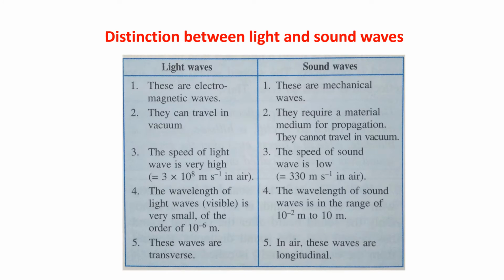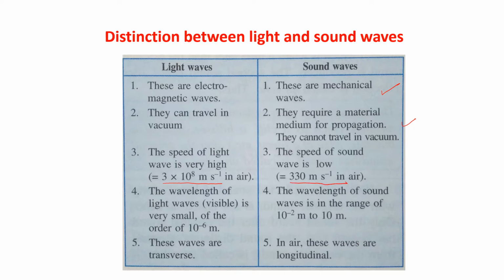Now, distinction between light and sound waves. Light waves are electromagnetic waves, and sound waves are mechanical waves. Light waves can travel in vacuum. Sound waves require a material medium for propagation. They cannot travel in vacuum. The speed of light wave is very high, that is 3 × 10^8 meter per second in air, and the speed of sound is low, that is 330 meter per second in air.